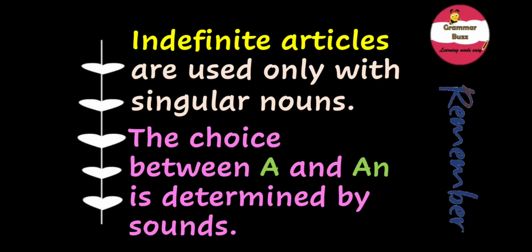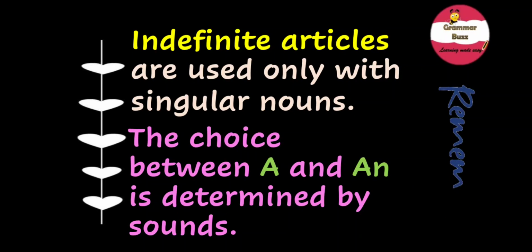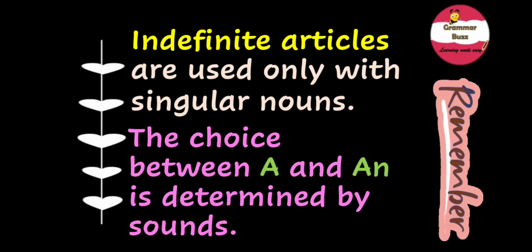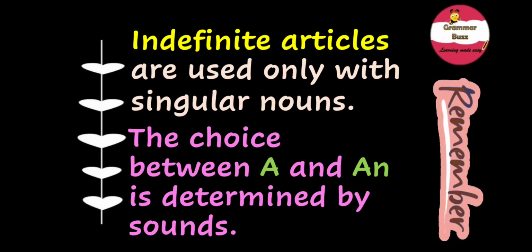And the choice between a and an is determined by sounds. Really? Yes. The choice between a and an is determined by the sound of the nouns. That means, depending on the sound of the word, we decide to use either a or an. So let's find out. Let's take a look at each indefinite article one at a time.